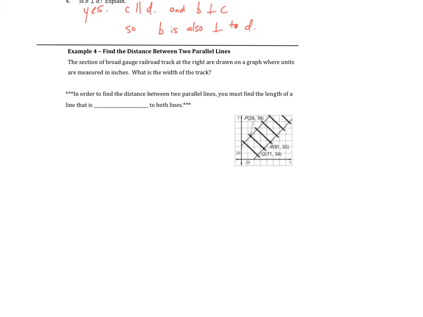Okay, and we'll do the last example here now. Find the distance between two parallel lines. The section of broad gauge railroad track at the right are drawn on a graph where units are measured in inches. What is the width of the track? And a hint here is, in order to find the distance between two parallel lines, you must find the length of a line that is perpendicular to both.